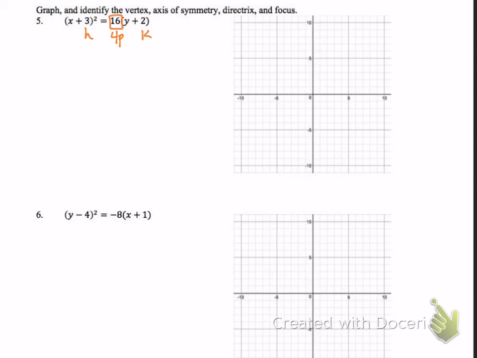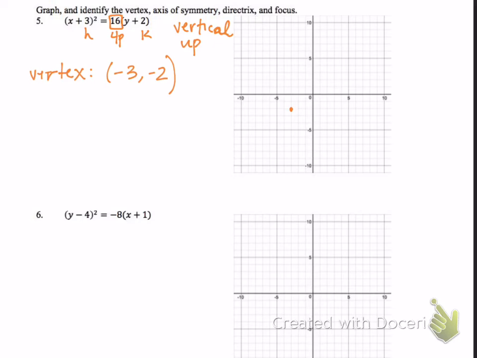So what type of parabola is this? Vertical or horizontal? It is vertical. Does it open up or down? Up, because it's positive. So vertical, up. It's asking me to identify the vertex. So my vertex would be at h, k, which would be what? -3, -2, because you take the opposite sign. Anytime it's in parentheses, you take the opposite sign. So I'm going to go ahead and plot that at -3, -2.